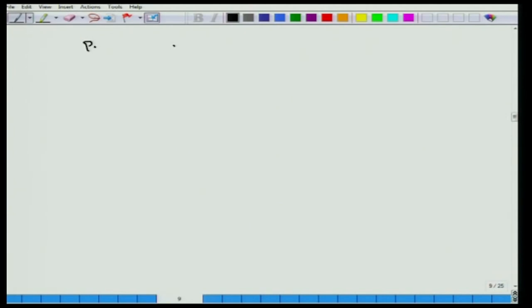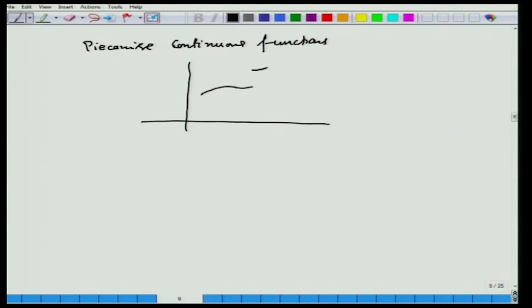So, we have a piecewise continuous function. These are functions where the left and right limits exist in the interval like this, x1 to x2. Here this is a point of discontinuity, and this is a point of discontinuity. Let us say at A and B in the interval x1 to x2, at this point there is a jump discontinuity, and here also there is a jump discontinuity.